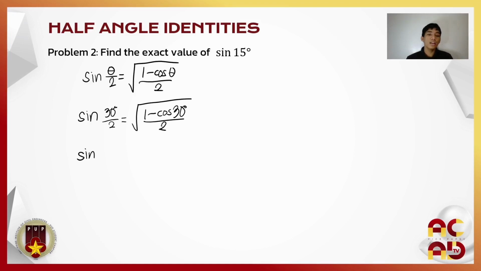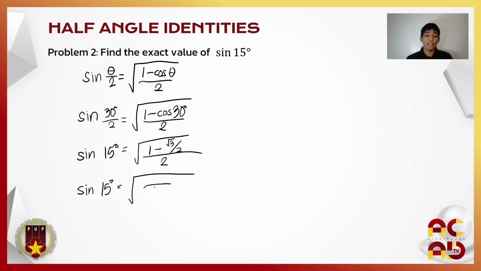So, ang sine 15 degrees is equal to the square root of 1 minus what is cosine 30? Yan yung sinolve natin sa problem number 1. And that is equal to the square root of 3 over 2, and then all over 2. So, ang sine 15 degrees is equal to the square root of 1 minus square root of 3 over 2. So, get the LCD, which is 2. So, 2 divided by 2 is 1, times 2, that is 2, minus the square root of 3 all over 2.